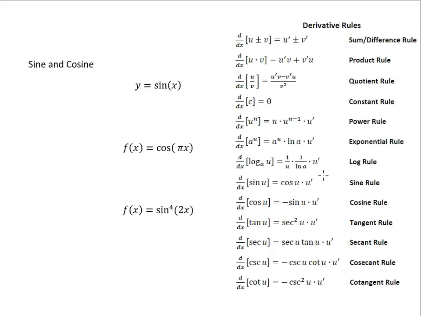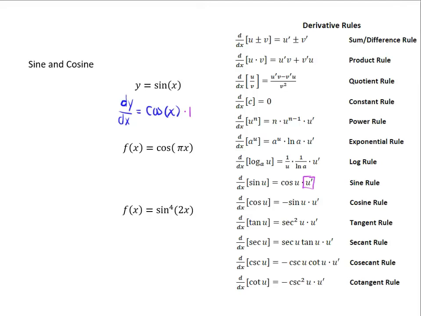Then we don't forget the chain rule. So up here we got dy over dx is equal to the derivative of sine, which is cosine. Leave the argument just the way it is, and then times the derivative of the argument, which in this case is 1. So the derivative of y equals sine of x is cosine of x.